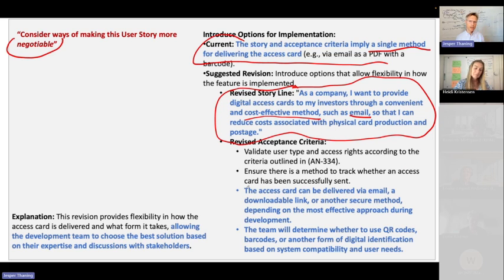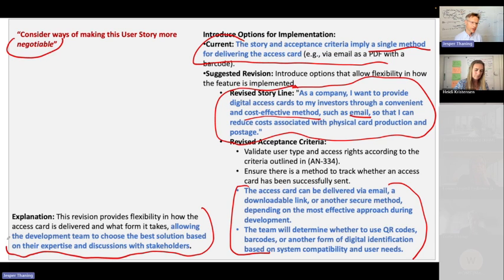Negotiable on the level of channel, that's one level of negotiability, but there's also how the team would determine the QR code or the barcode or another form of digital identification. So that's making it even more something the team can decide on. So it understands that making something negotiable allows the team to choose the best solution. It's perfectly clear about understanding why we make it negotiable.